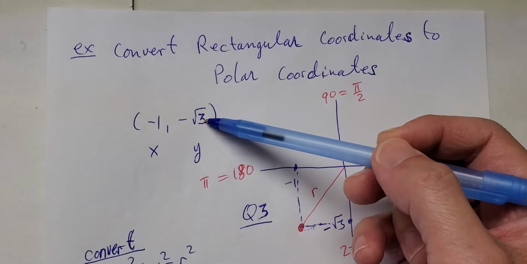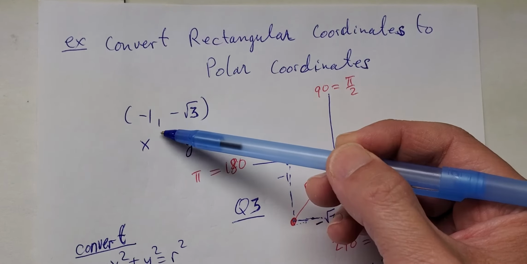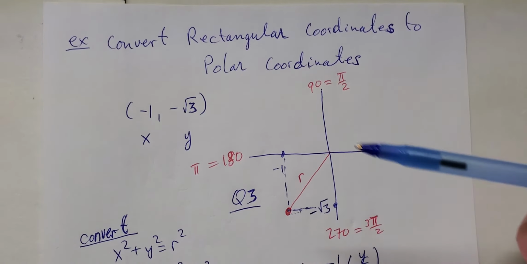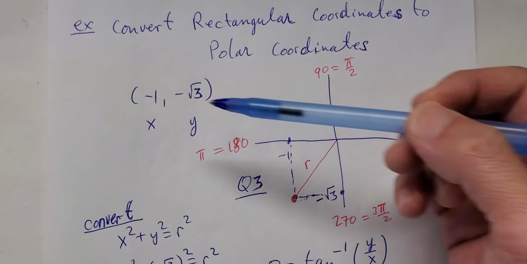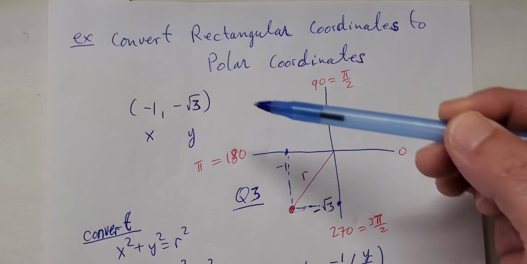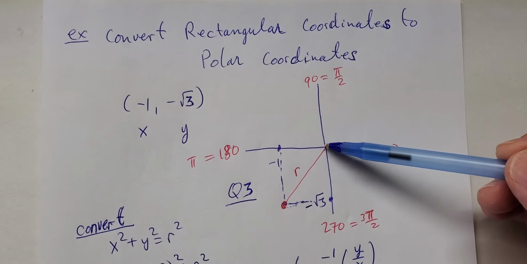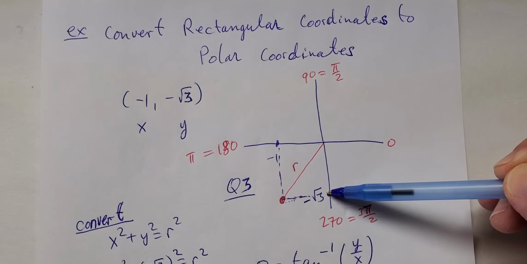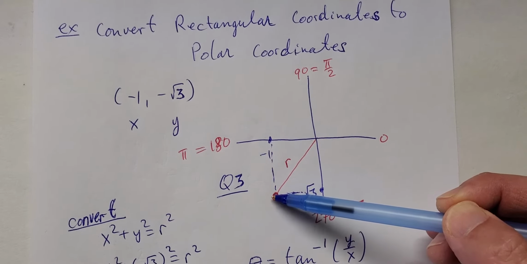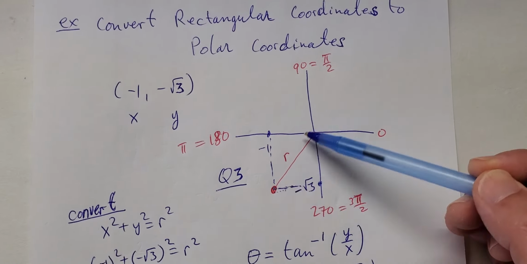-1, negative square root 3. This is your x, this is your y. This is in rectangular. When you see x, y, it is in rectangular. Okay, so let's label it where it is. X is -1, so from here to here is -1. Negative square root 3, and y is negative, so from here to here is negative square root 3. This is where the x, y point is, the rectangular coordinate, and this is your r.